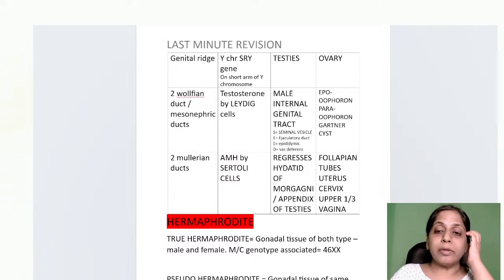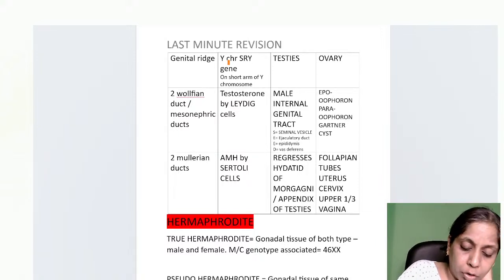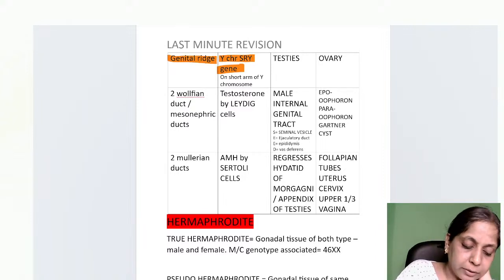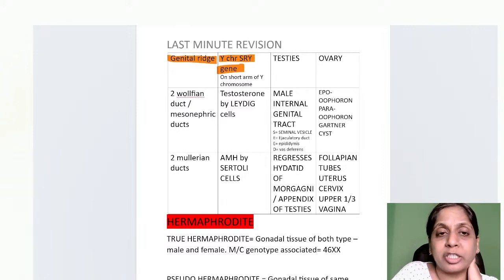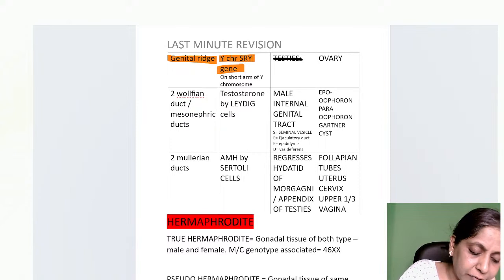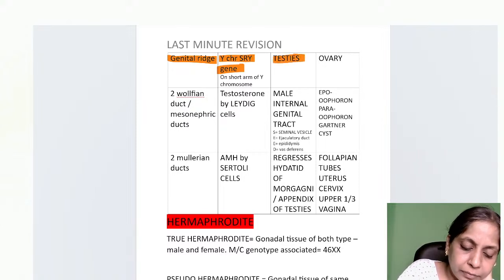Now let us study the development of the female genital tract, which is very, very important. If the Y chromosome SRY gene acts on the genital ridge, then there is formation of testes. And if there is no such action, then there is formation of ovaries.